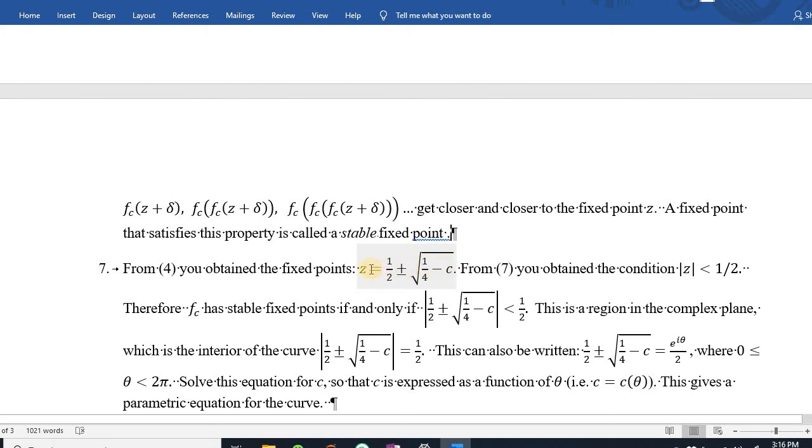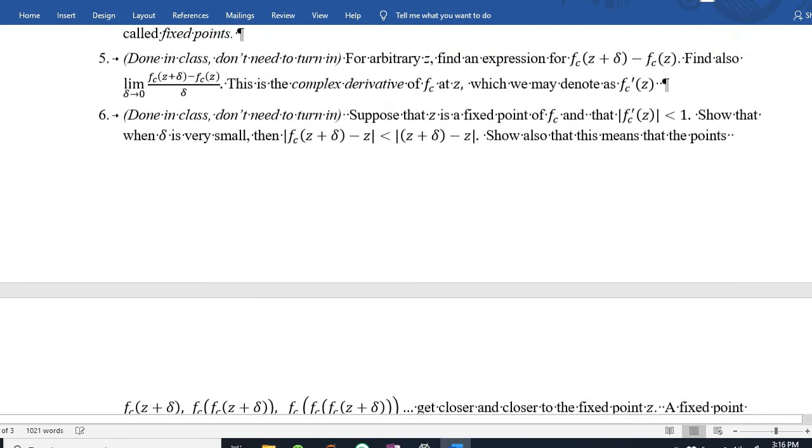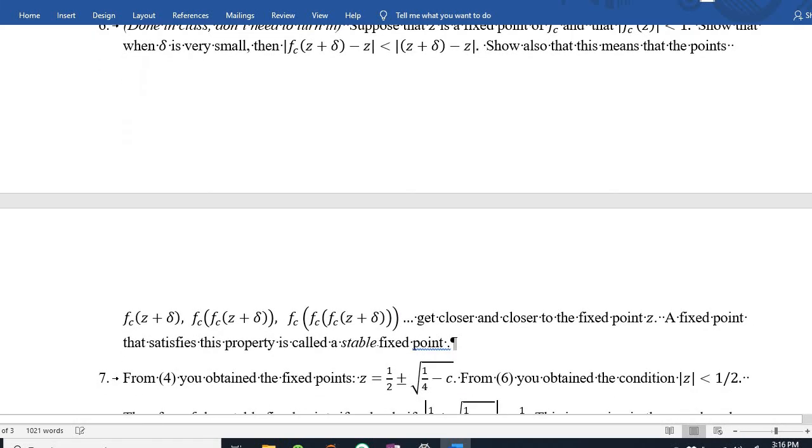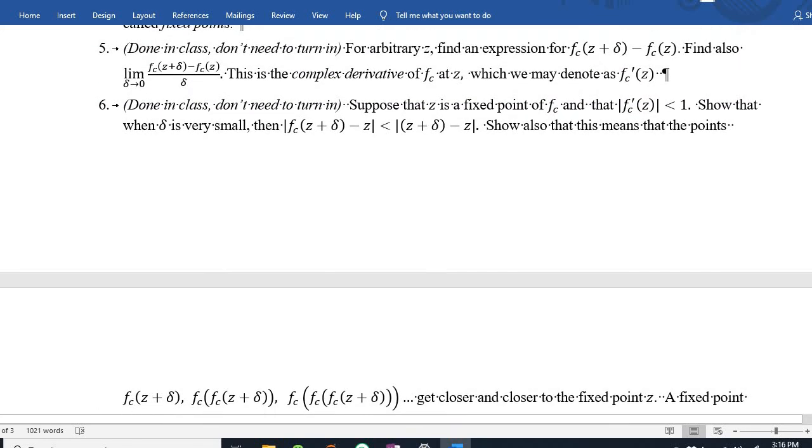All right. So you found a formula for the stable fixed points before. You did that before. Don't need to do it again. I believe this is right. You can double check it. And then from this, this shouldn't be 7. This should be 6 because it's the previous problem. Let me see if my numbering is correct here. Okay, yes, that's right. It's from 6, from the previous one.